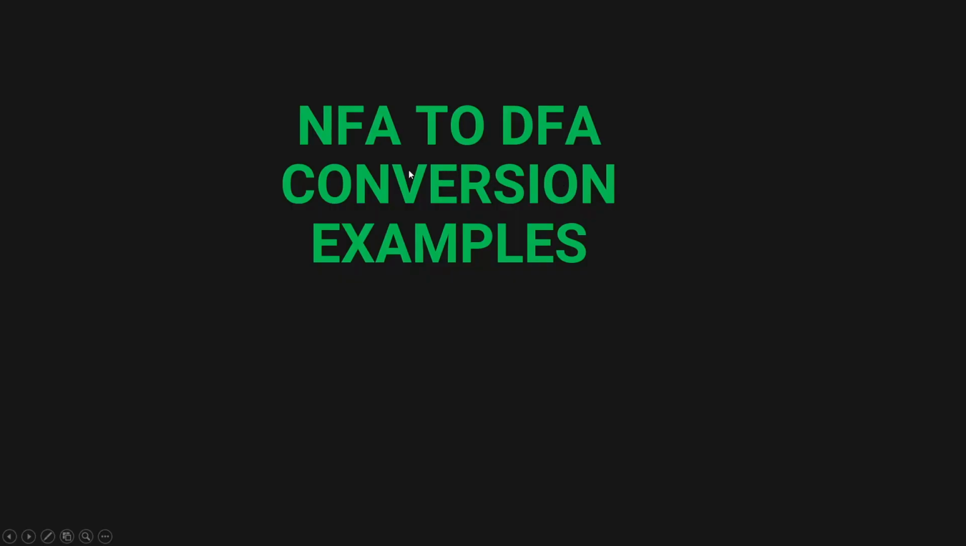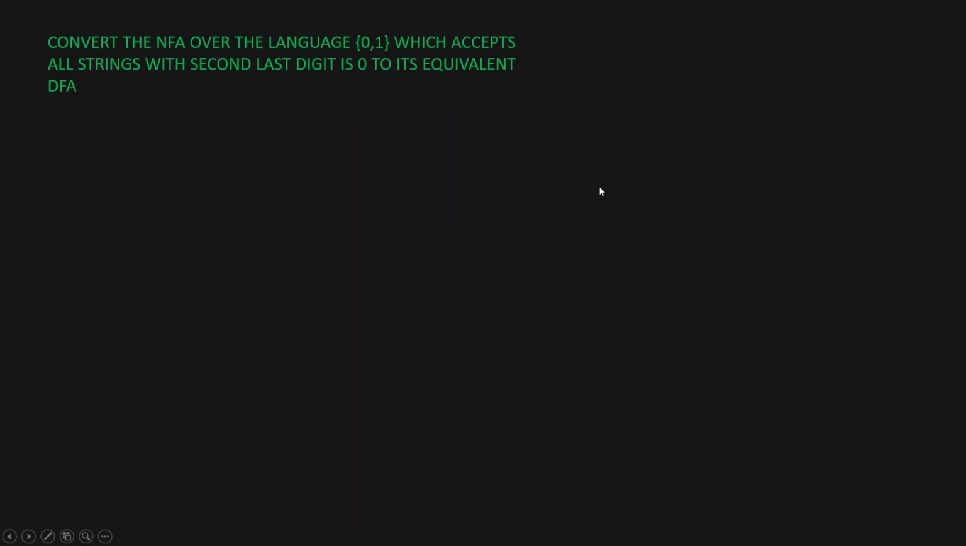Today we'll be looking at another example of NFA to DFA conversion. So let's get started. So this is the question. Convert the NFA over the language 0,1 which accepts all strings with second last digit is 0 to its equivalent DFA. Alright, so let's construct this NFA first.